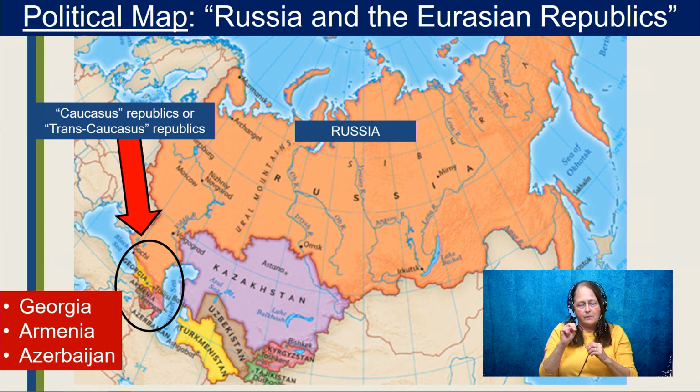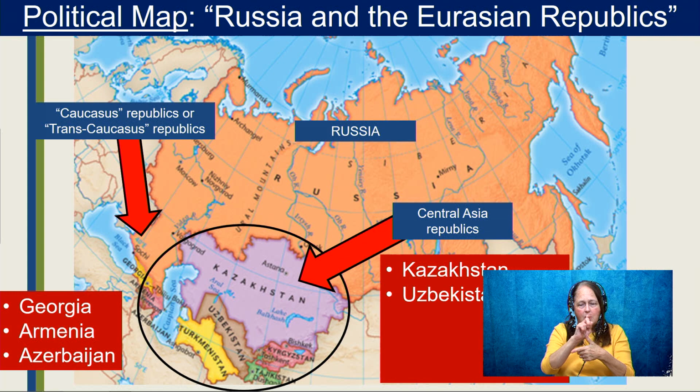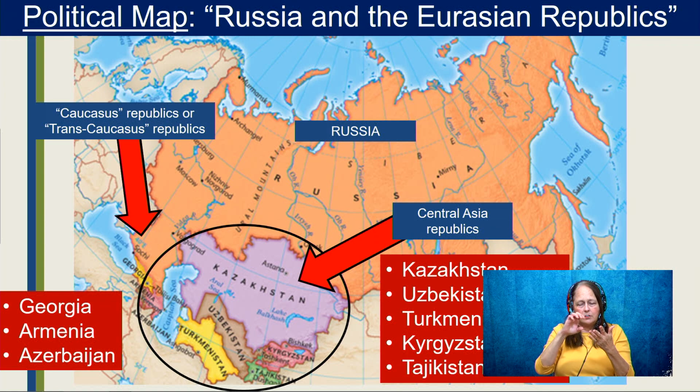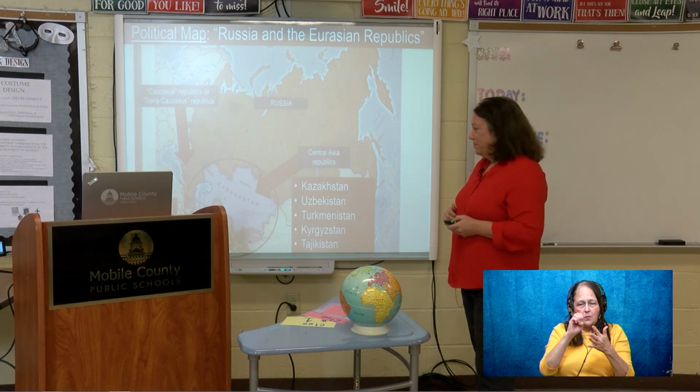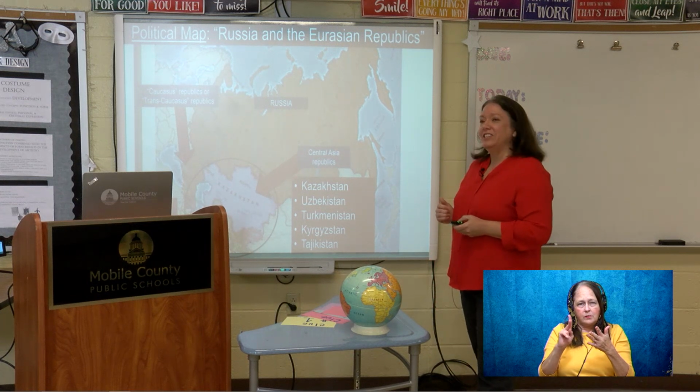All right. Moving to the Central Asian republics, we have 5 countries. And I should note that all of these countries were once part of the Soviet Union, the USSR. So Central Asian republics. Here, the largest of these 5 is Kazakhstan. Next, we have Uzbekistan, Turkmenistan, Kyrgyzstan, and Tajikistan. So say those after me. Kazakhstan, Uzbekistan, Turkmenistan, Kyrgyzstan, and Tajikistan.